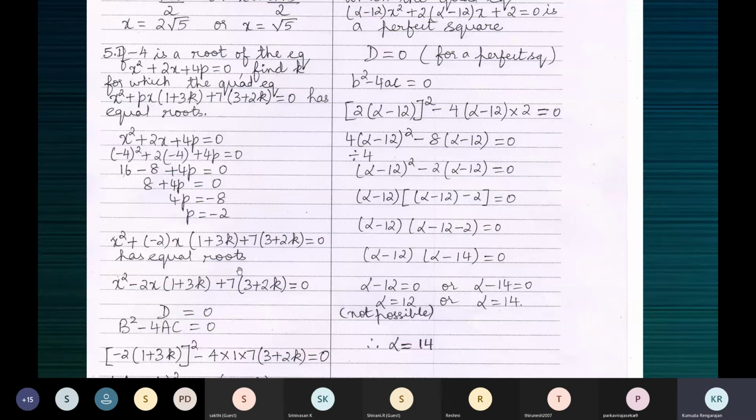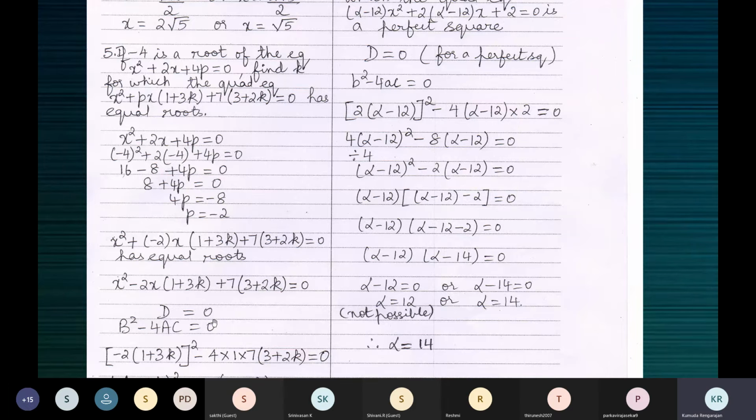Why? Okay, so see here. It is given that this equation has equal roots. That means d is equal to 0. We don't have to find if d is 0. D will be 0 because it has equal roots. So we know that d is 0. So d is nothing but b square minus 4ac is equal to 0.